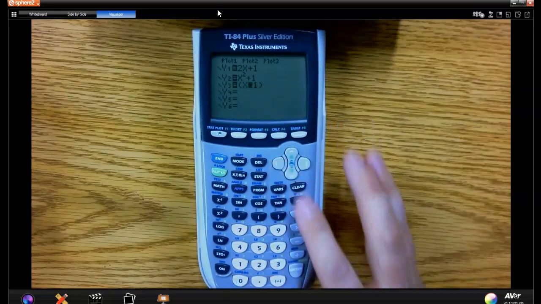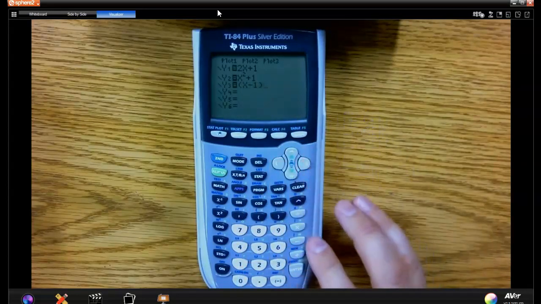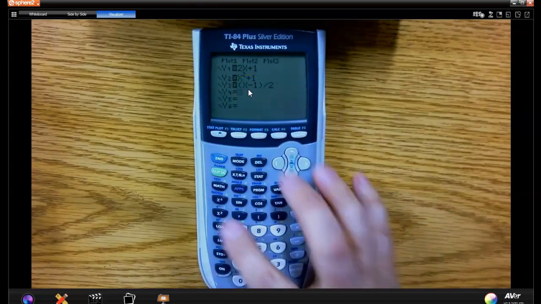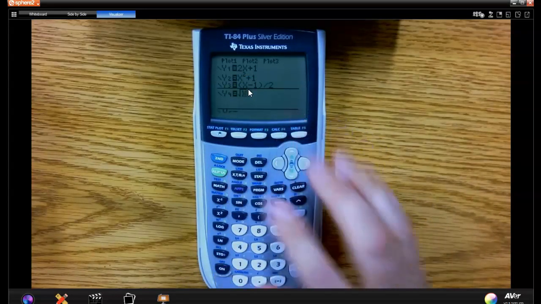Oh, wasn't it x minus 1 over 2, I believe. Notice how I've got my numerator in parentheses because there's more than one term there. All right, next one. We have the square root of x minus 1.